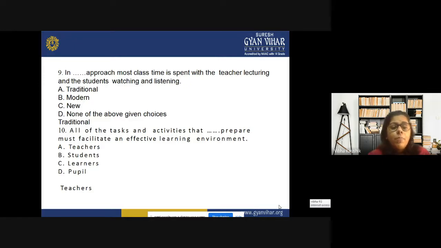So A, teachers, those who are preparing the tasks and activities that facilitate an effective learning environment. B, it's the teacher who plans the activities. C, learners, it's the learner who is preparing those, or it's the people who are preparing that. So the correct answer will be option A, that is teacher. So all of the tasks and activities that are prepared by the teacher are to facilitate an effective learning environment in the class.